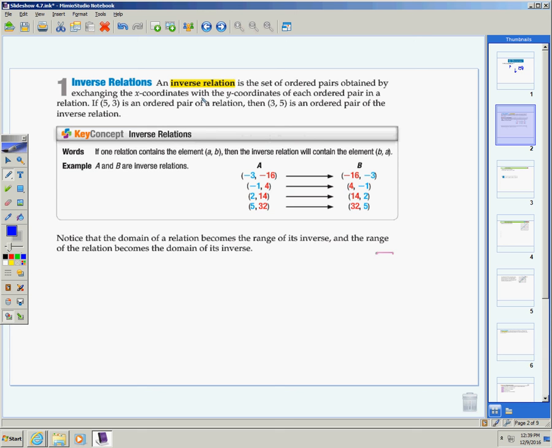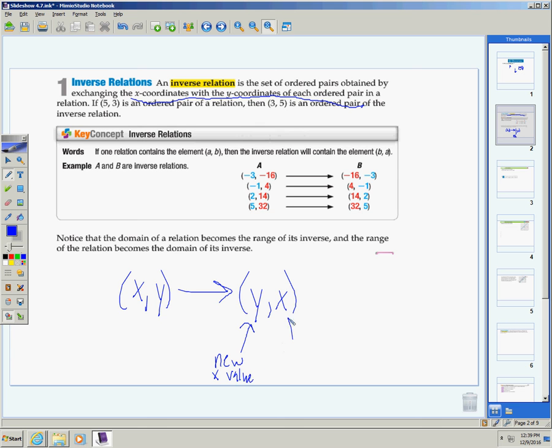So for an inverse relation, we're going to exchange the x and the y coordinates for every single ordered pair. So for example, if I started out with x comma y, to get the inverse, I'm just going to flip it around. It's going to turn into y comma x. Now, we still read the point the same way: this is still my new x value, and x is my new y value.